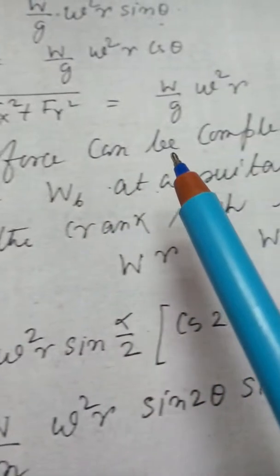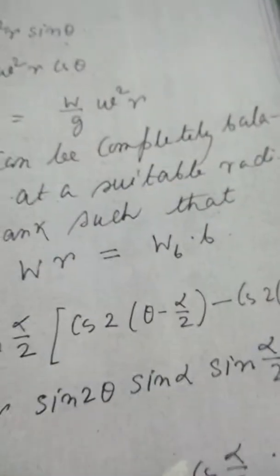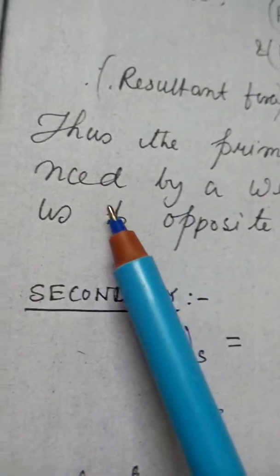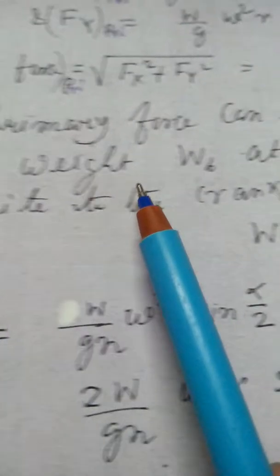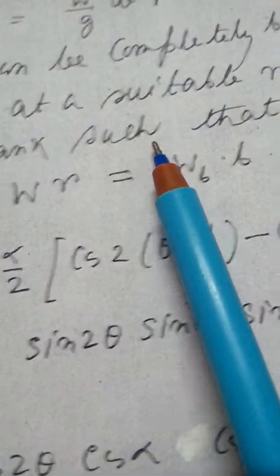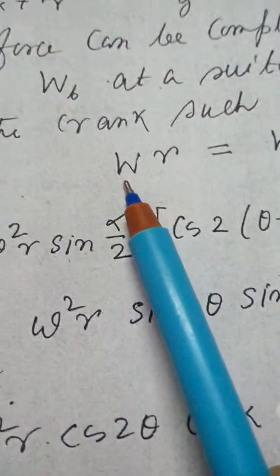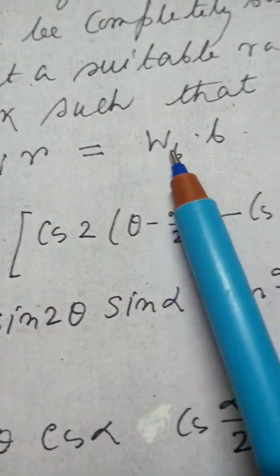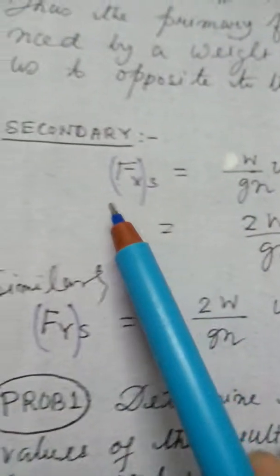Now, thus the primary force can be completely balanced by a weight WB at a suitable radius B opposite to the crank, such that WR is equal to WB·B, as previously.